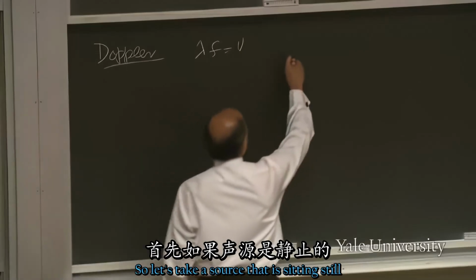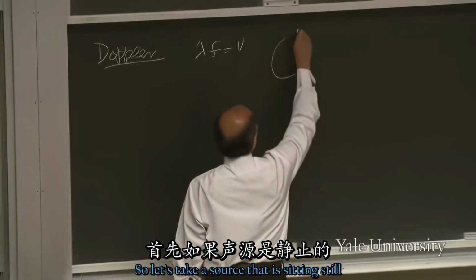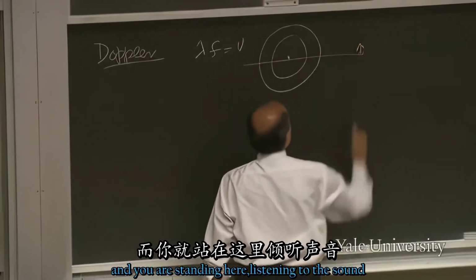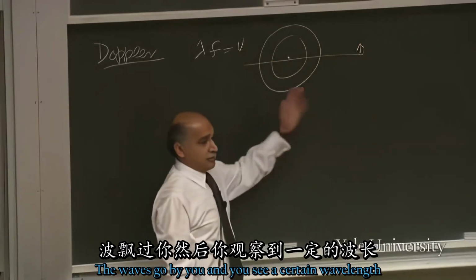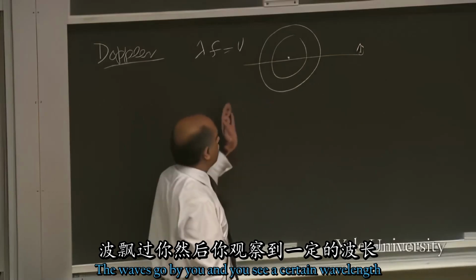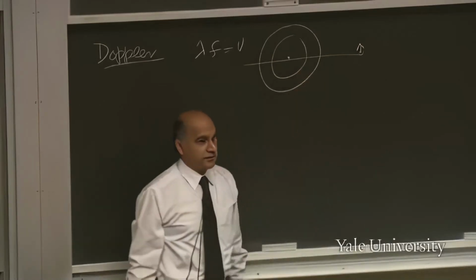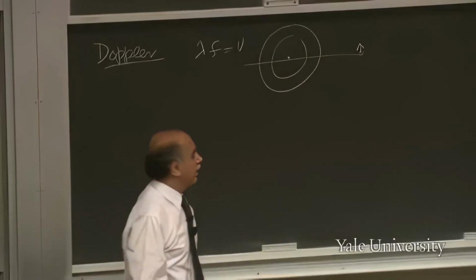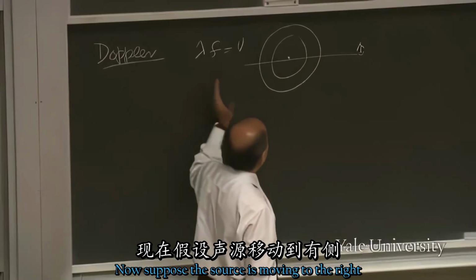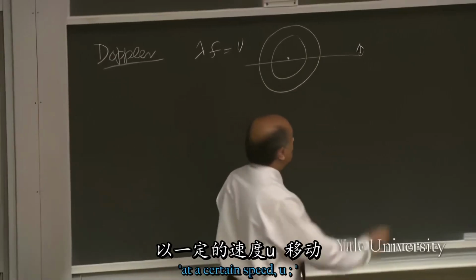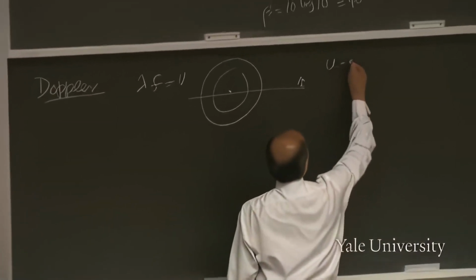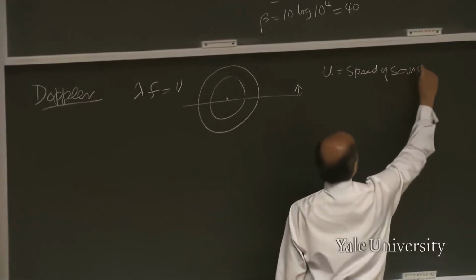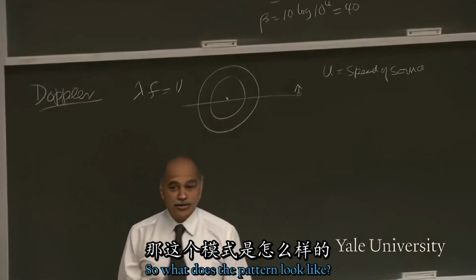So let's take a source that is sitting still, and you are standing here listening to the sound. The waves go by you, and you see a certain wavelength. That's the distance from one crest to the next. Now suppose the source is moving to the right at a certain speed, u. u is the speed of the source. So what does the pattern look like?